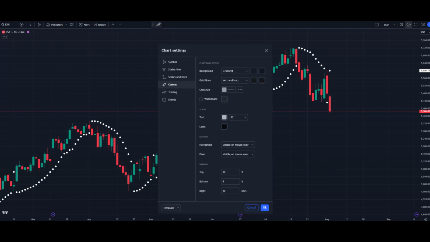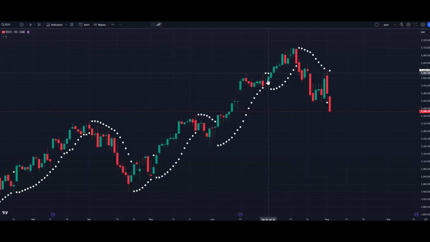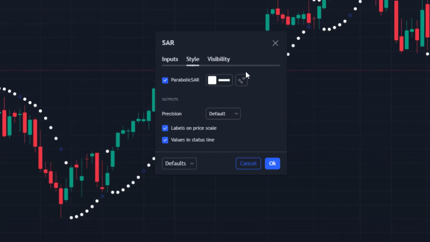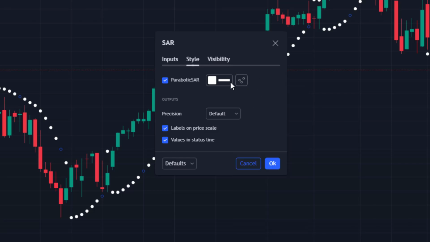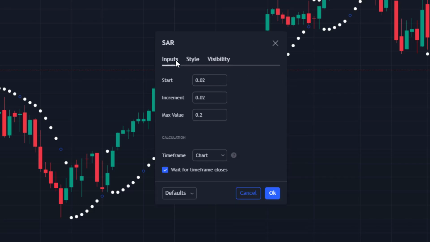Now I've slightly amended the settings. Let's go into those, double click on there. So the style, I've just changed them to dots on TradingView. They come up more as crosses. I've changed the colour to make it a bit easier, and then we go to our inputs. This is what we're talking about. These are the key variables. It can start at 0.02, and here we go up an increment of 0.02 to a max value.